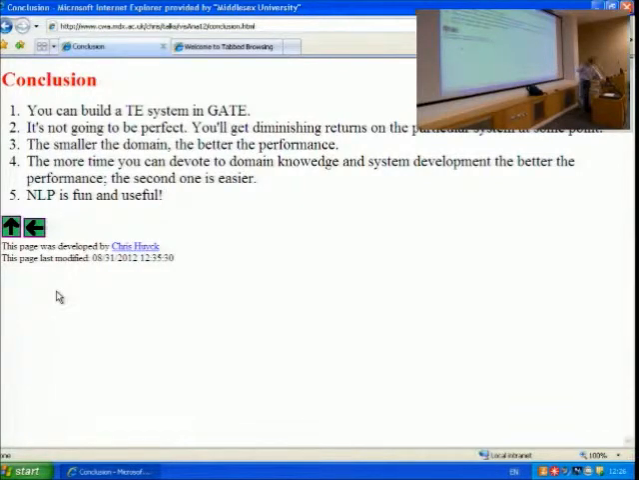Yeah? The smaller the domain, the better the performance. So eating chocolate, small domain; rocket events, bigger domain; document summarization, which you can do in Gate, much harder. Good thing for document summarization, just take the first paragraph. There you go. That's what they used to win the document summarization task. Right? The more time you can devote to domain knowledge and system development, the better performance is.